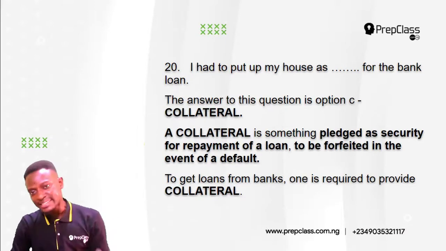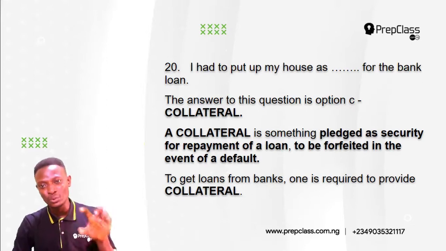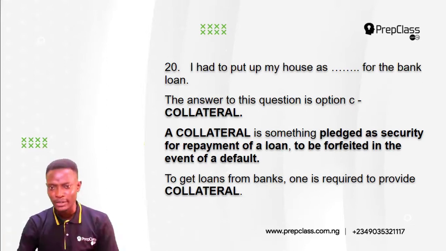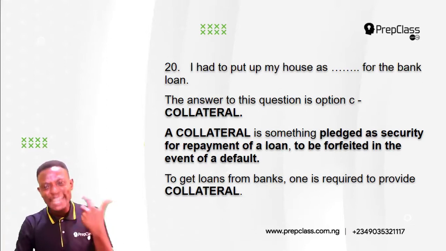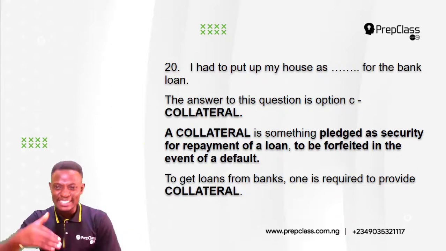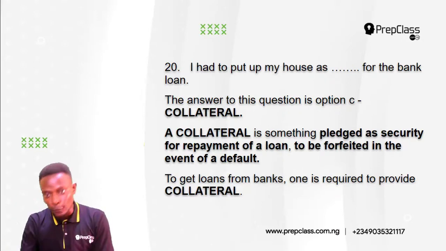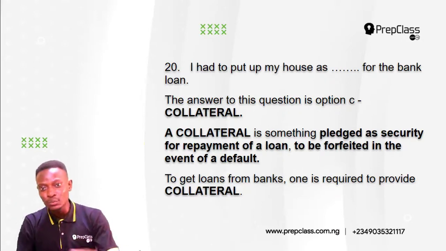Now, the answer to this question is option C, collateral. I had to put up my house as collateral for the bank loan. What is a collateral? A collateral is something pledged as security for repayment of a loan. Something you have pledged as a security for the payment of a loan. So, if you default in repaying your loan, that collateral you have pledged will be what?